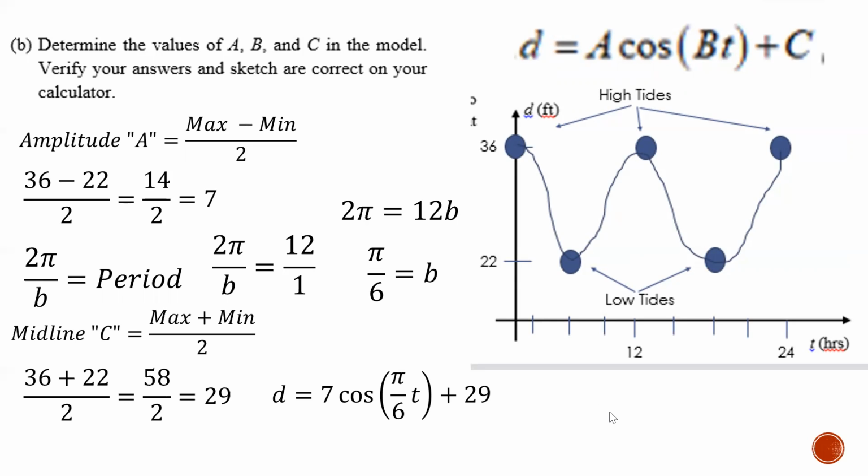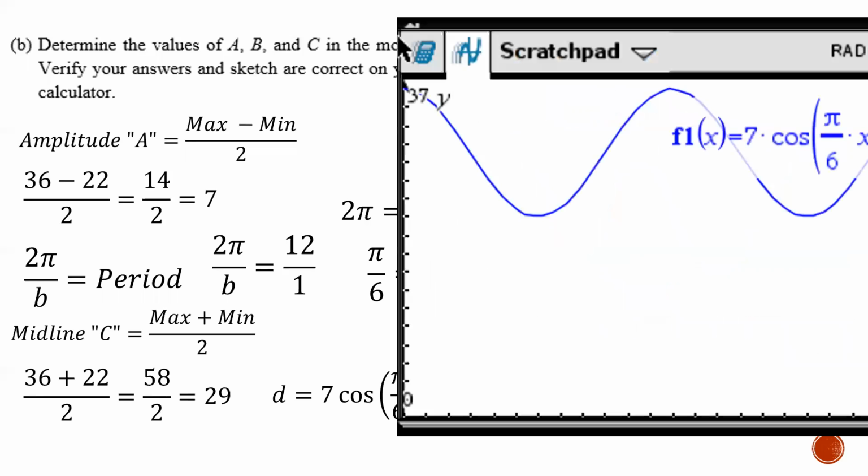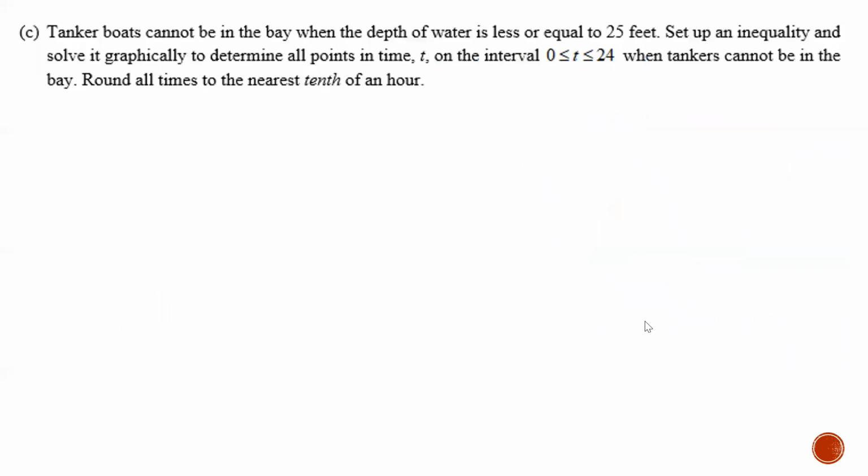Okay. Pause the video if you need to write any of that down. I'm kind of running out of time. Oh, we can graph it on our good old graph equation. Tanker boats cannot be in the bay when the depth of water is less than or equal to 25. Set up an inequality and solve it graphically to determine all points in time.